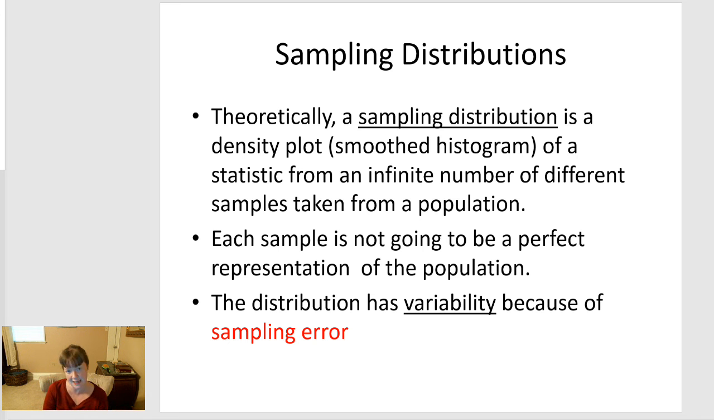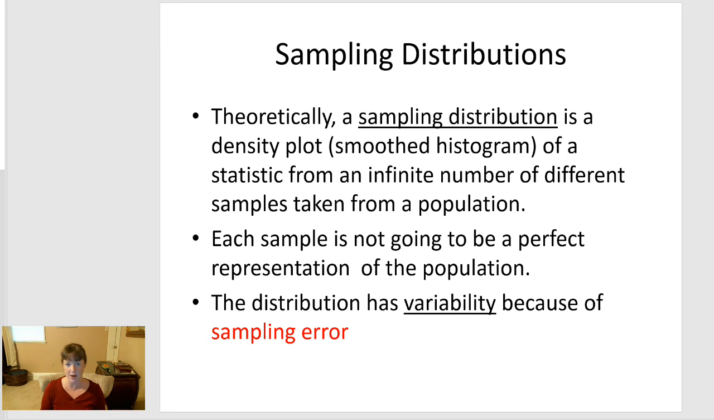And we call this idea that samples are going to be different from each other sampling error. So it's applying what we learned about people: people are going to be different, and we calculated the variance and the standard deviation to represent how people were going to be different. Well, now we've got this idea that samples are going to be different from each other.